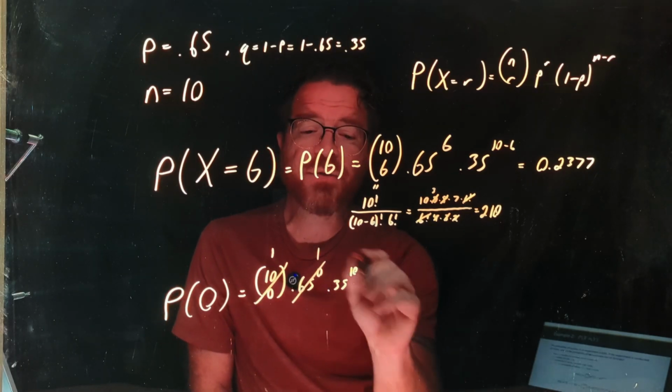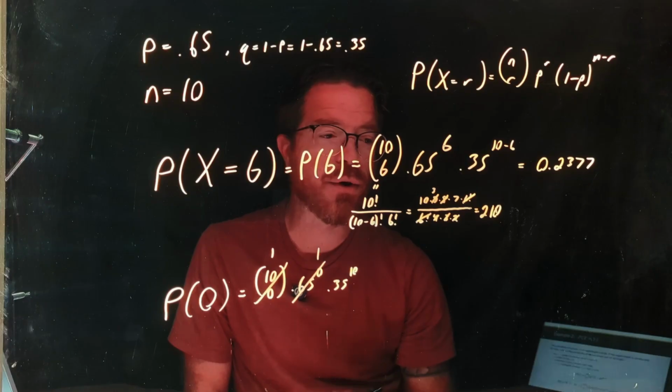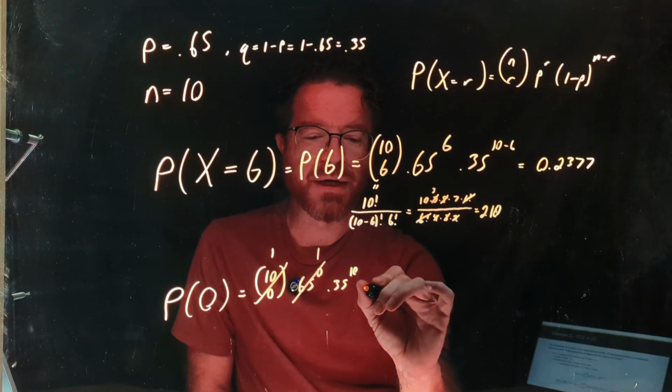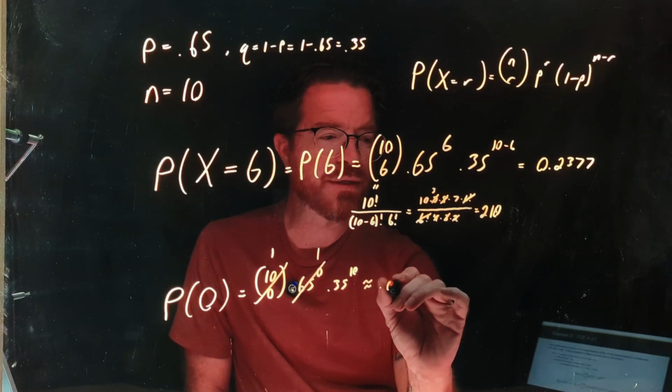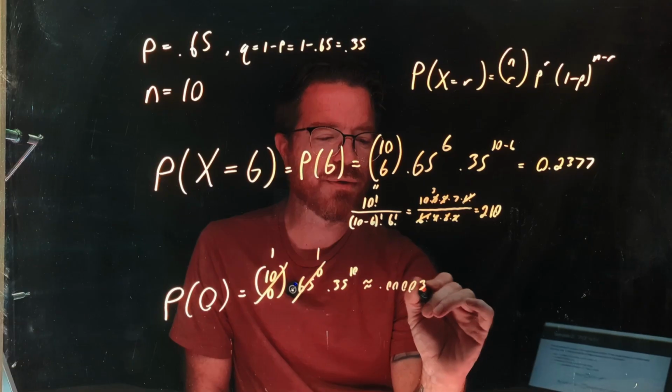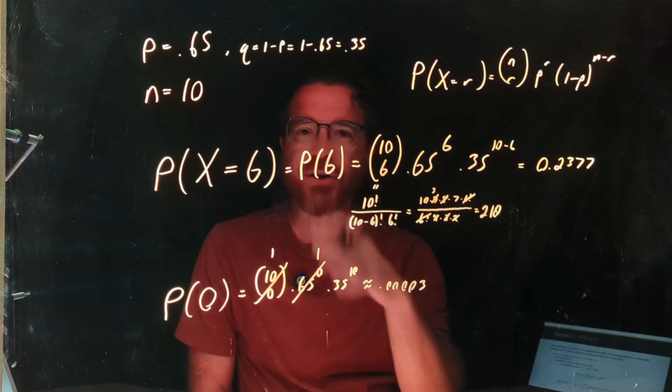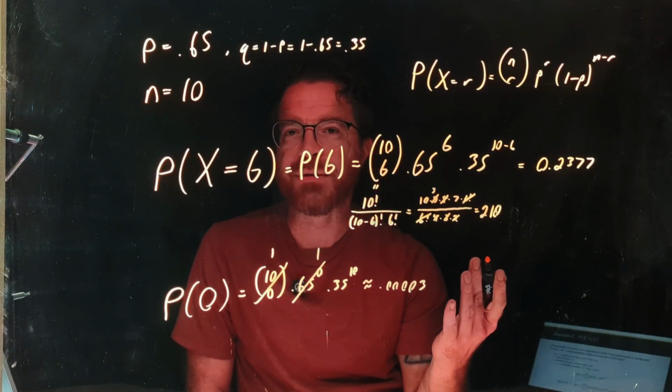And then really, this is all you're finding, 0.35 to the 10th power, which is a very small number. It is pretty small. It's 0.00003, which depending on where you're rounding, you might say that this is almost 0.